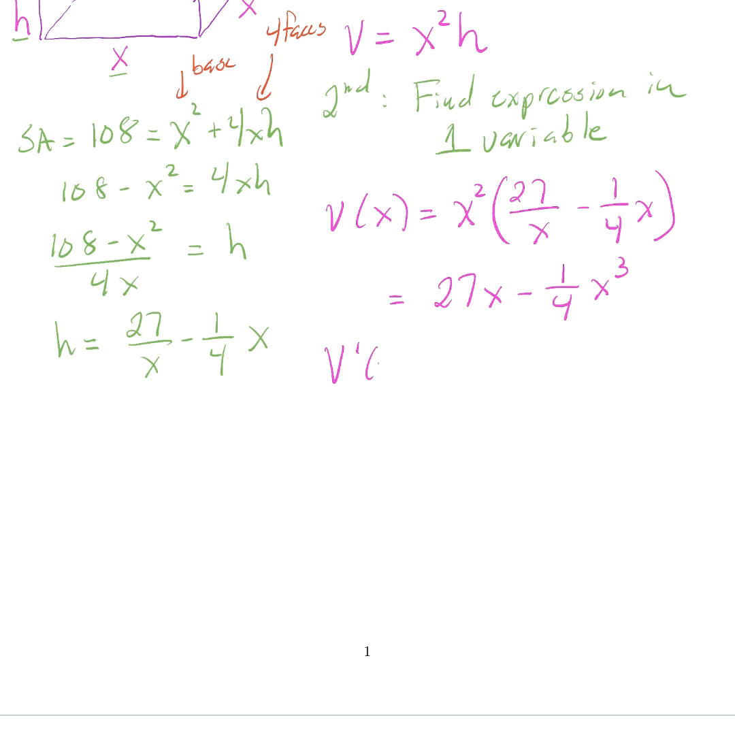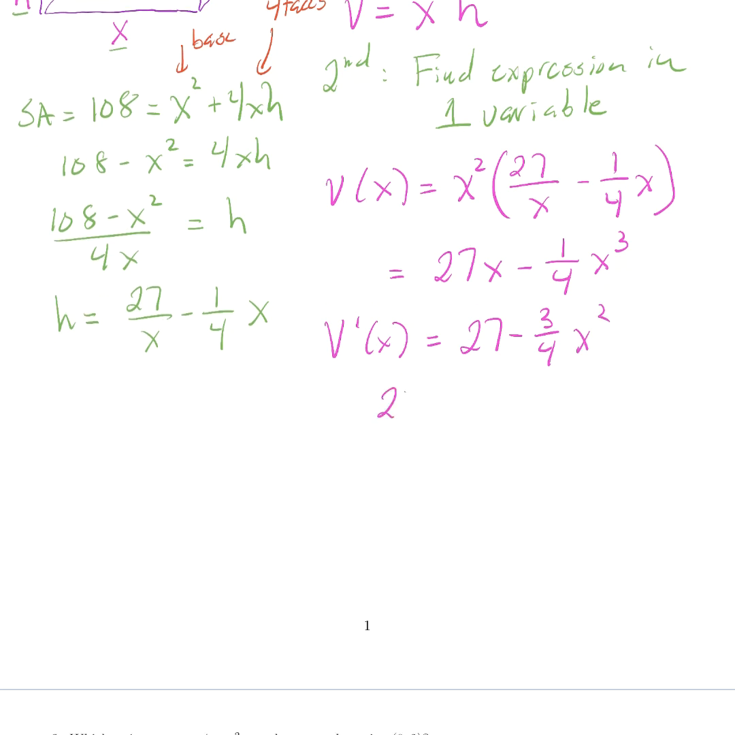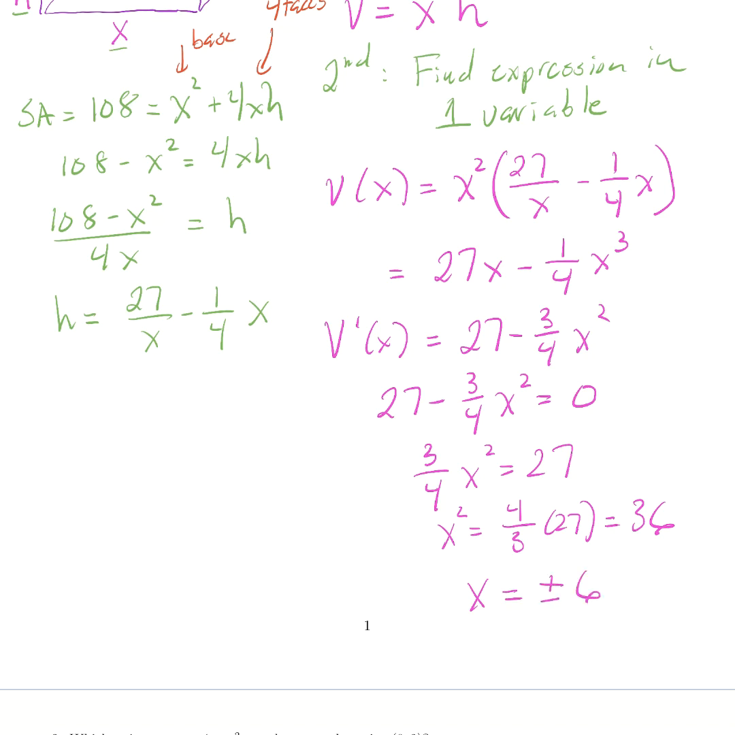So we can take the derivative. It's 27 minus 3/4 x squared. We want to know when that is going to be equal to 0. 27 minus 3/4 x squared, when is that going to be equal to 0? Well, when 3/4 x squared is equal to 27, or when x squared equals 4/3 times 27, which is 27 divided by 3 is 9 times 4 is 36. So x equals plus or minus 6.